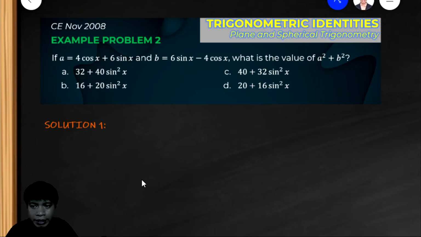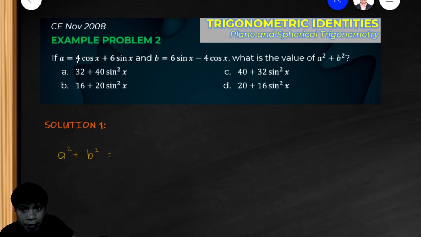Katulad kanina, isa-solve din natin itong problem na to using two solutions. Yung una is yung traditional na solution, gagamitan natin siya ng ating mga trigonometric identities. Tapos yung pangalawang solution ay gagamitan natin siya ng choices. So solution 1 muna tayo. Ang kailangan natin dito makuha of course is A squared plus B squared.